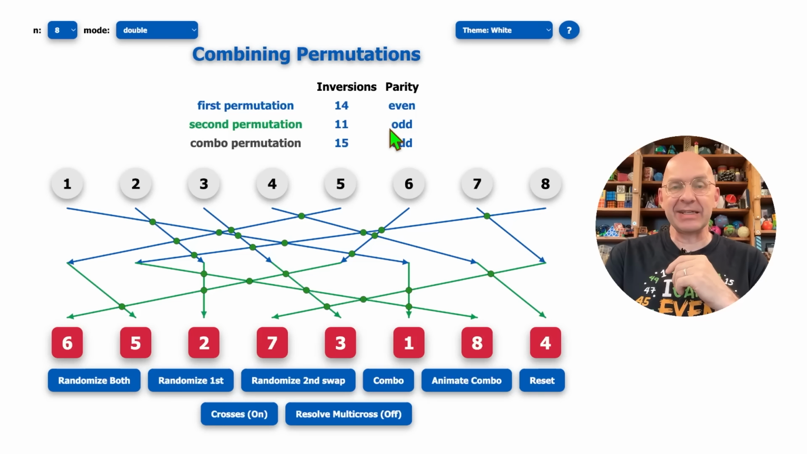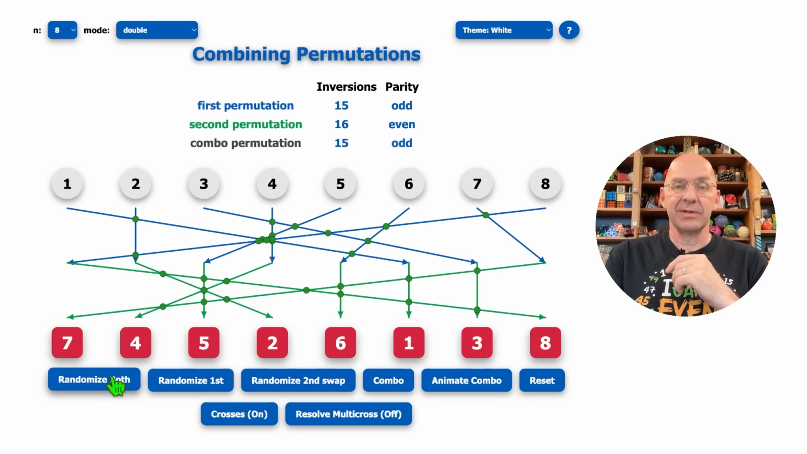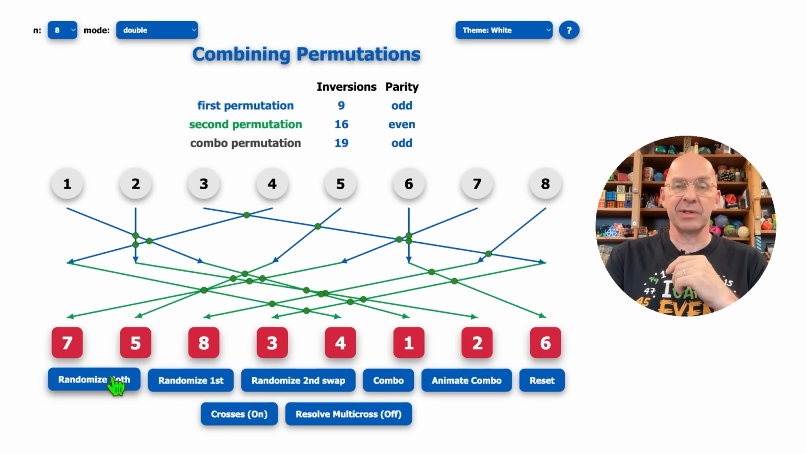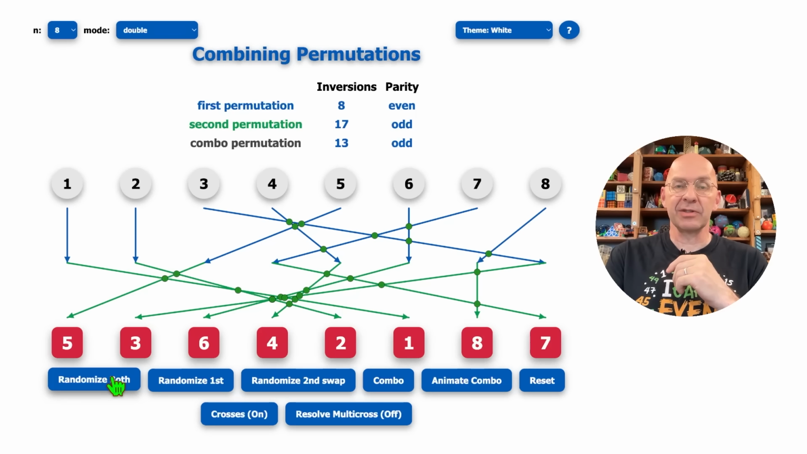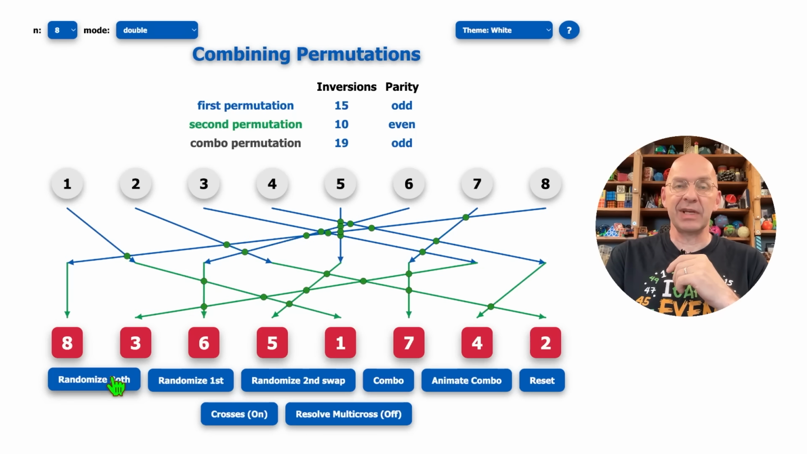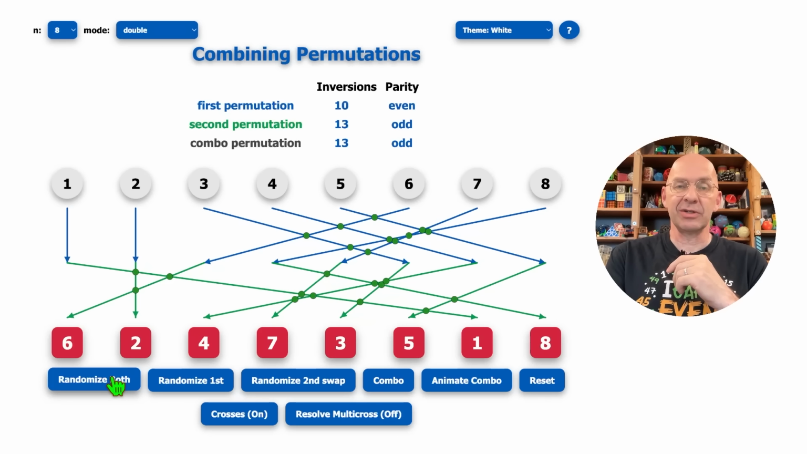And actually, you probably guessed it already. These things add like numbers. So even plus odd is odd; even parity, odd parity, odd parity. Even plus odd is odd. Odd plus even is odd. Come on, give me another one.